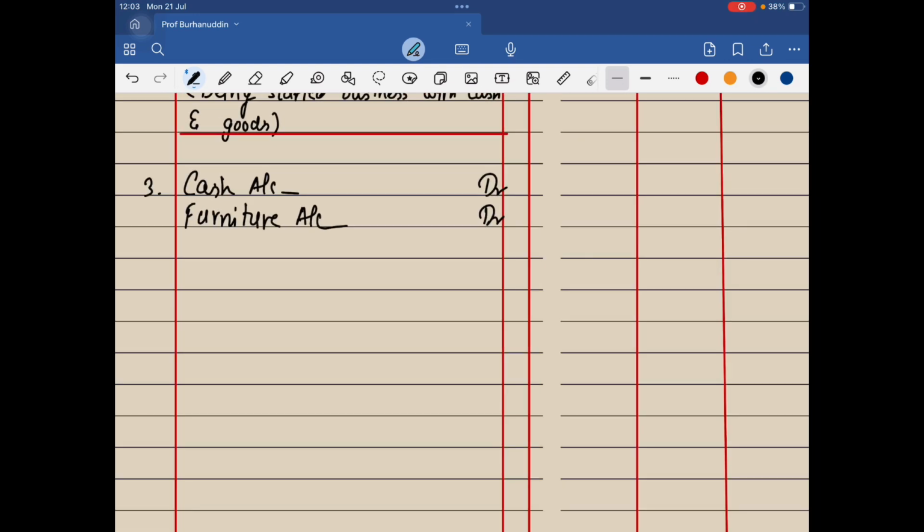The catch with the credit was to write two capital, leave two finger space. That's it. There is no need for us to write the credit over here. Two capital and two bank loan account. And definitely we have the narration. Being started business with cash, furniture, and taken a loan. This is the narration. Okay.